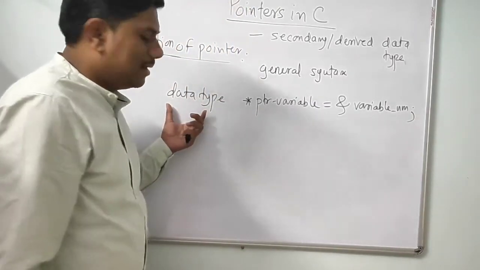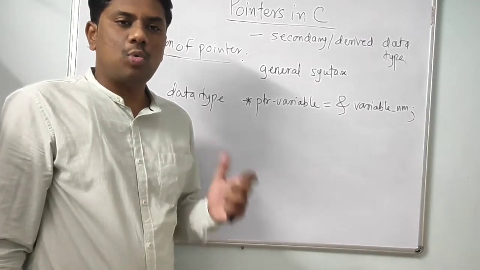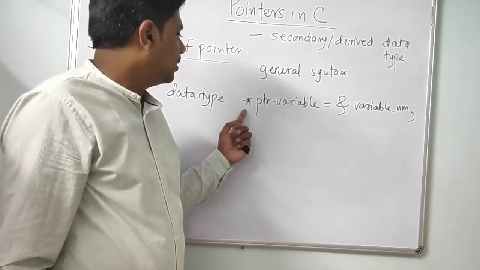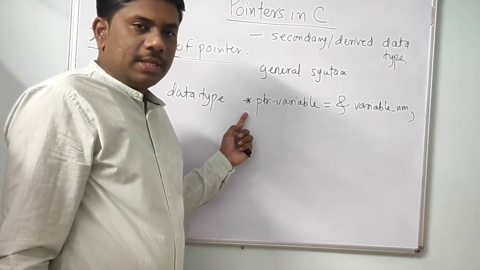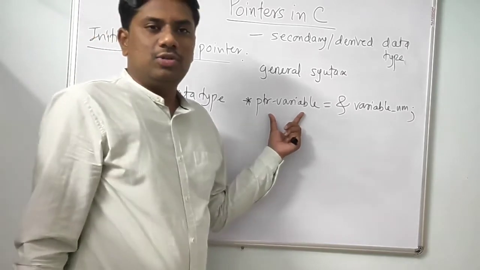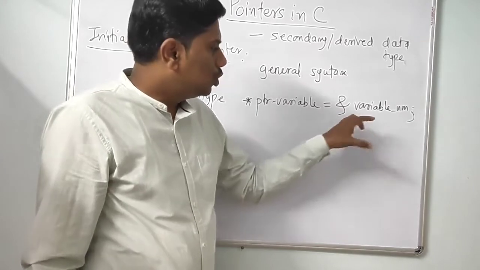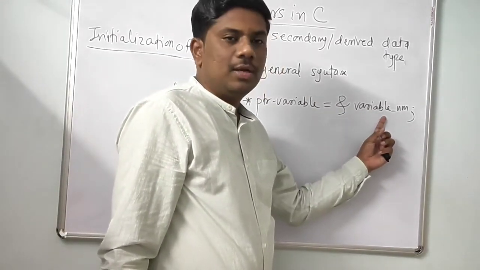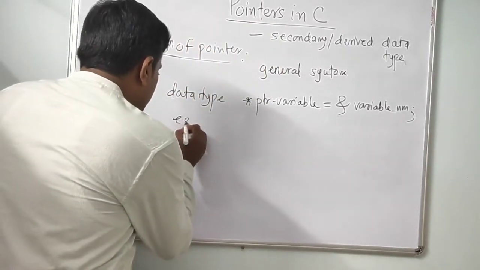Okay, so see, again, this data type may be int, float, char, double, or void. Star, so it is asterisk, it is a pointer operator. So what does this star indicate? The variable next to this star is a pointer variable. So this pointer variable should be a valid C identifier. Then assignment operator, we are going to store the address of this variable in this pointer. So with an example I will tell you.